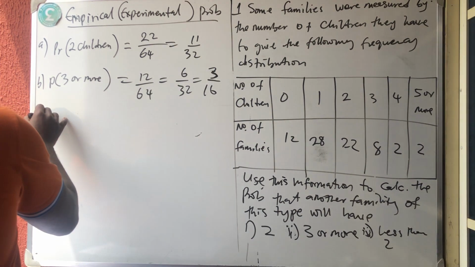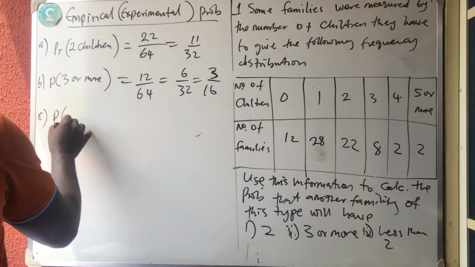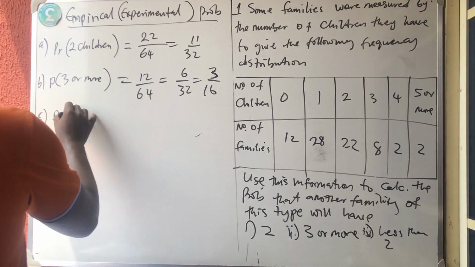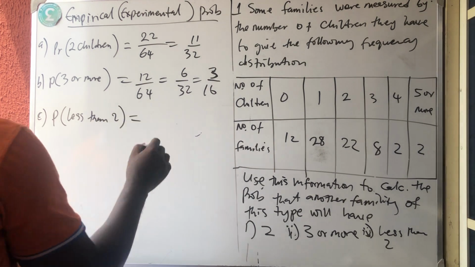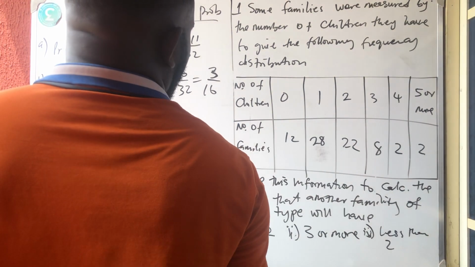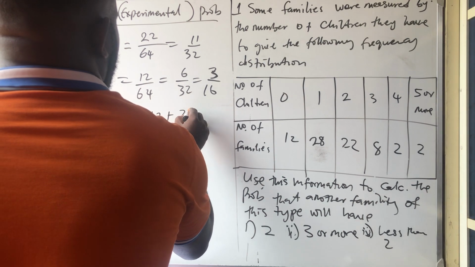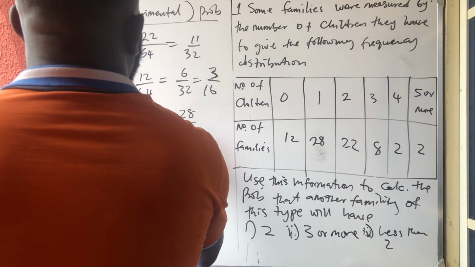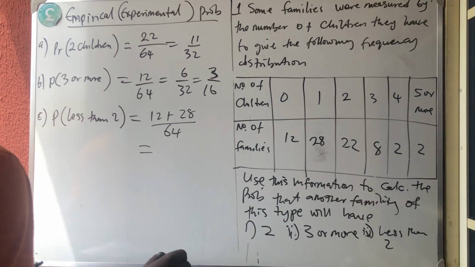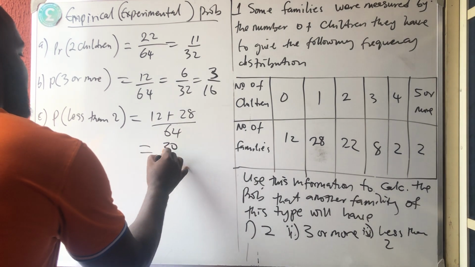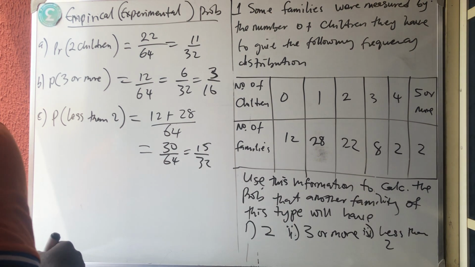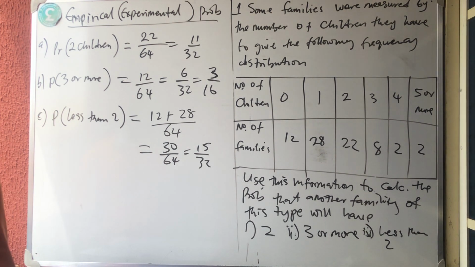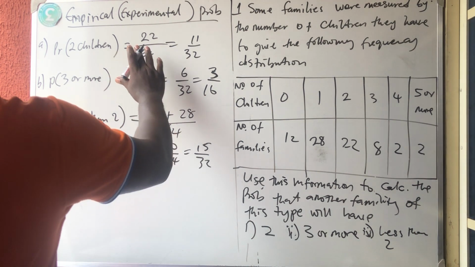Okay. So C or I. They say less than 2. Less than 2 means 1 and 0. That is 12 plus 28 all over what? 64, which will give you 30 over 64, which is 15 over 32. Is it 30 or 40? What am I saying? Sorry, 74.